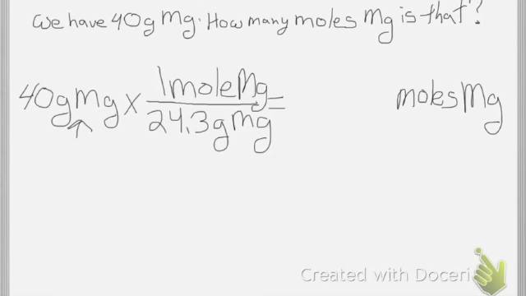My calculator tells me the answer is 1.65. I already know it's moles of magnesium, and in this case I multiplied the 40 times the 1 for the 1 mole, because that's on top, and then divided by 24.3 because that's in the denominator. So ultimately 40 divided by 24.3, and that gives me 1.65 moles of magnesium. And that is how you do it.